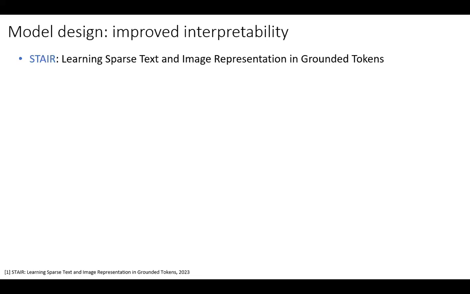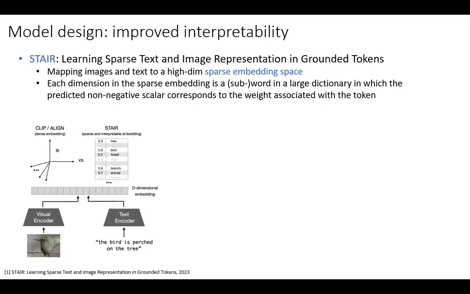We can also work to improve the interpretability, right? Here is one paper called Cell. Instead of mapping images and text into a relatively low dimensional but dense embedding space, we can also try to map the image and the text into a very high dimensional space, which is very sparse. Each dimension in the sparse embedding is a subword in a very large dictionary, basically covering your whole vocabulary. The weight associated to each dimension corresponds to how important the token is.